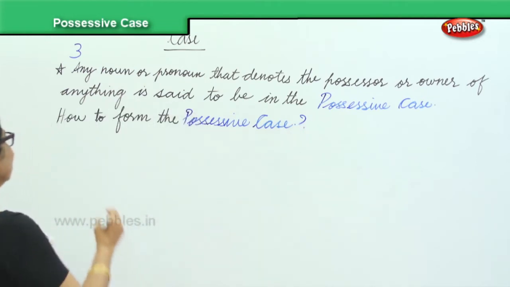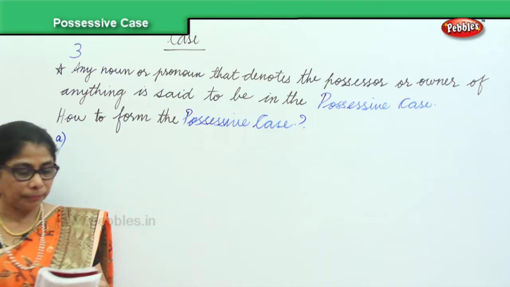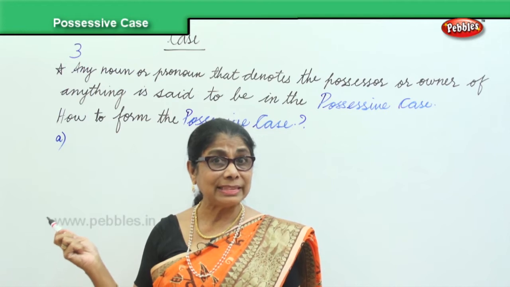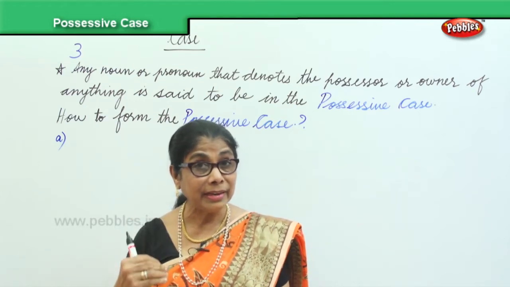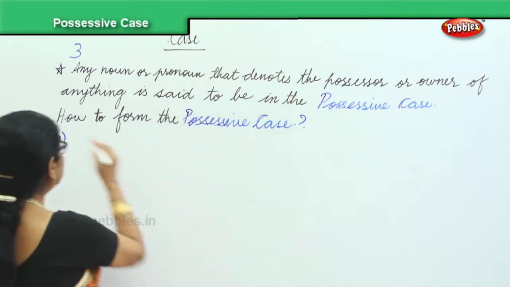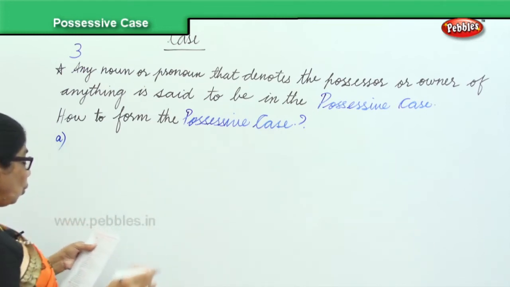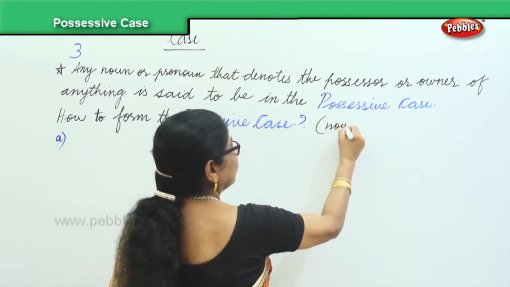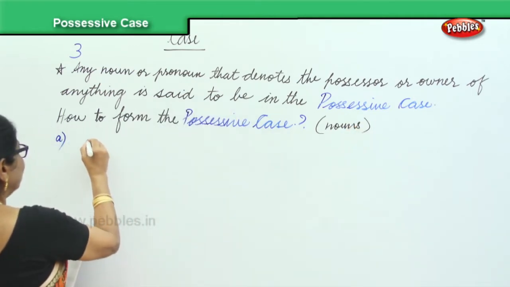How? There are 3 different ways of forming. The first one, examine the nouns in the sentences that I'll give you. The nouns in the possessive case in 3 different cases. So now the first one I'll give you is, look at the nouns. You're going to watch the nouns. Have a look at the nouns. See how the nouns are being formed.